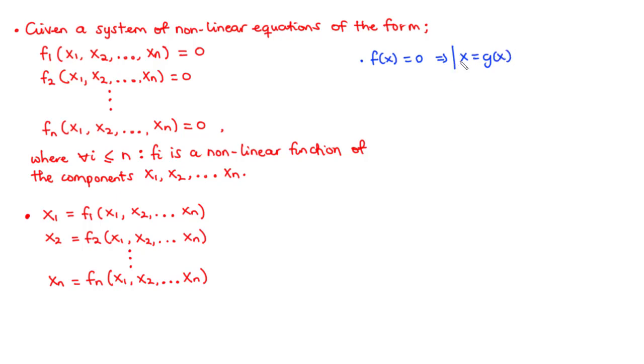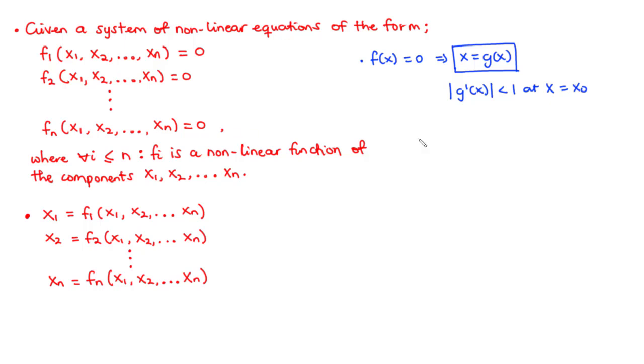Now the form x is equal to g of x was so important to us simply because we could have various forms of x is equal to g of x. However, we needed to find x is equal to g of x such that the absolute value of g prime of x was less than 1 at x equals x naught. So this condition needed to be satisfied.